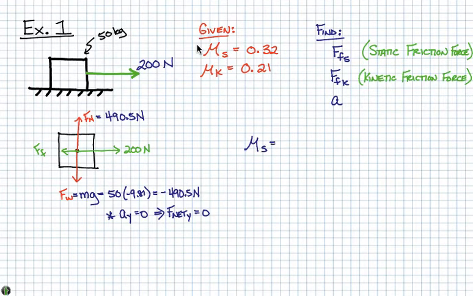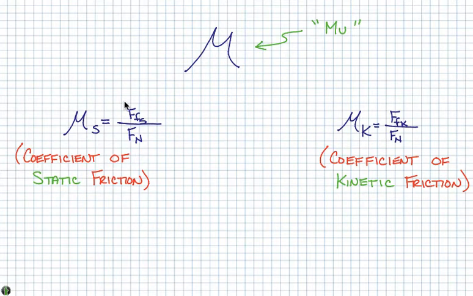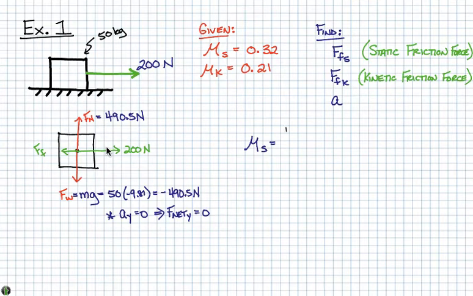Now we know that the static coefficient of friction, if we go back, is equal to the static frictional force divided by the normal force. That should help us figure out what we're looking for right here. So we know in this case that our static coefficient of friction is 0.32. We know that's equal to the force of friction, static, over the normal force, which in this case is 490.5 newtons.